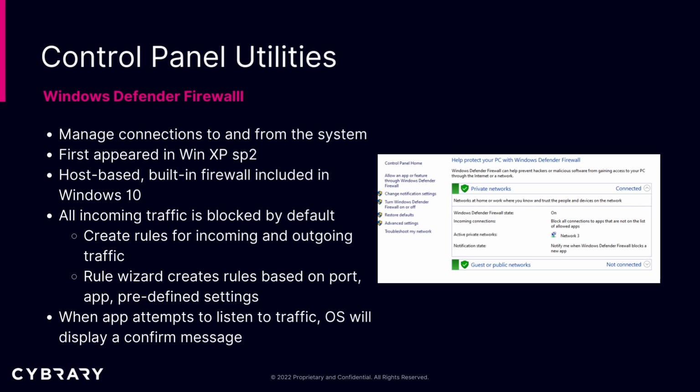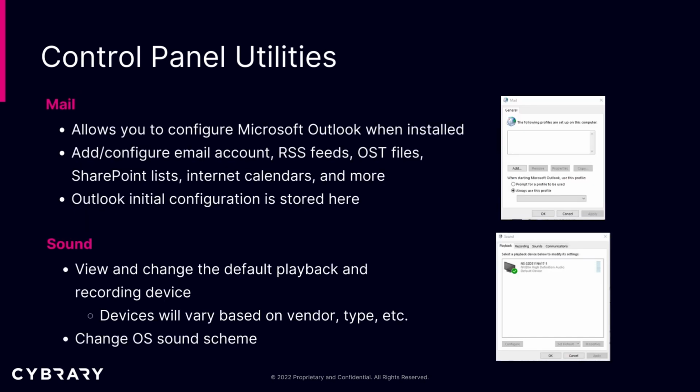By default, incoming traffic to your system is blocked. Now, in the security MMC, once you open it up, you can have great control over incoming and outgoing files. Under advanced settings, there are a lot of robust inbound and outbound rules to set up. You can set up rules based on port, program, or predefined settings. Create security rules for authenticating and encrypting traffic. And when an application attempts to listen to specific network traffic, the operating system will display a box asking you to confirm this. A lot of great security controls in the Windows Defender firewall.